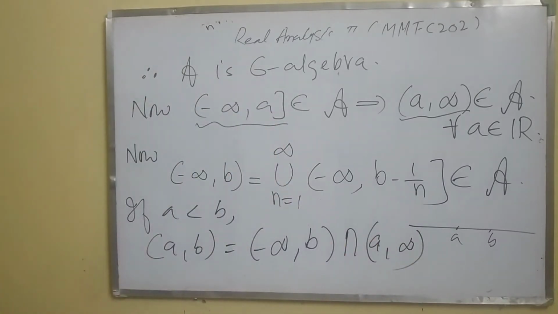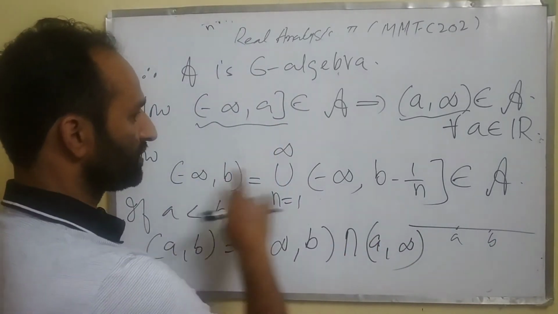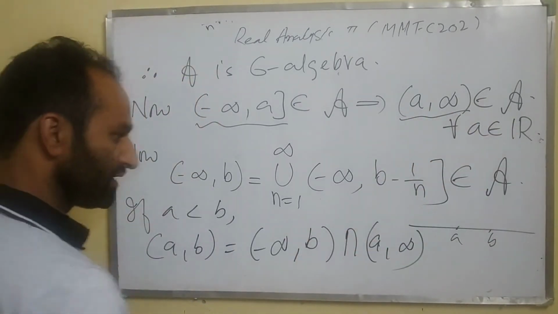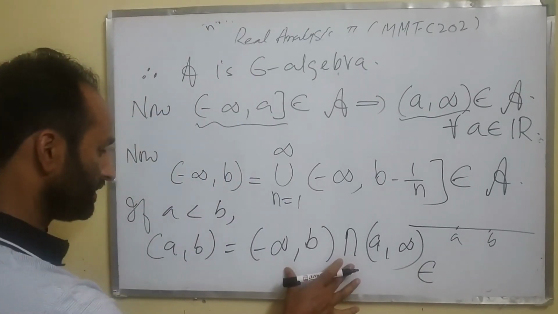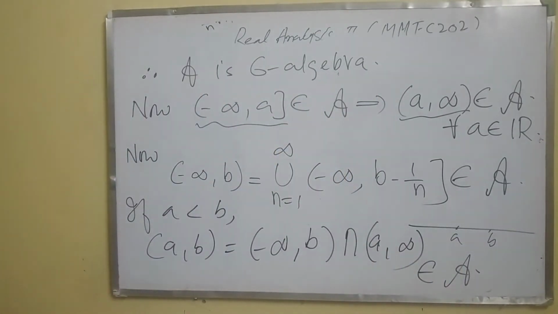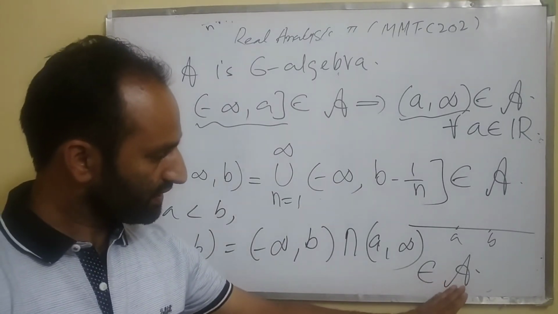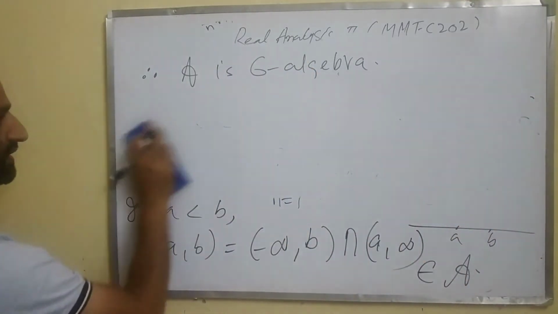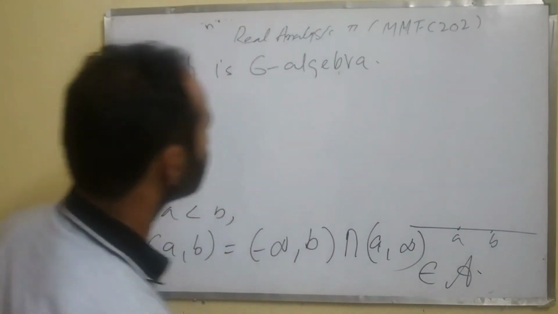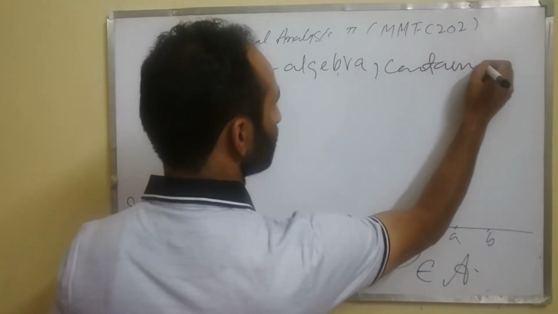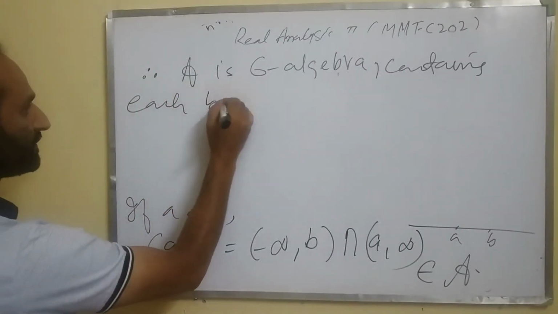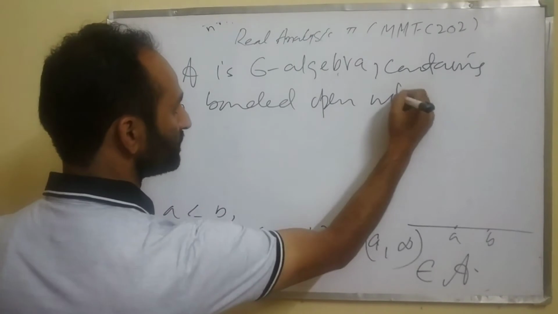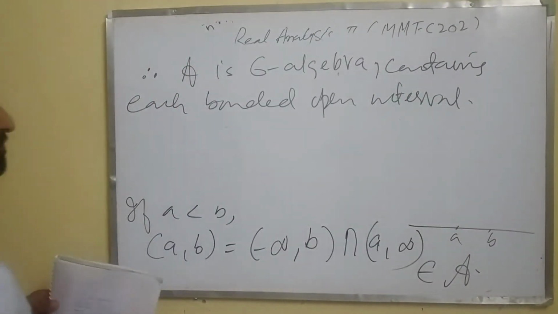You can see the intersection of these two sets, and both sets, minus infinity to b and a to infinity, belong to cursive A, and cursive A is a sigma algebra, so their intersection is also in cursive A. So it belongs to cursive A. Therefore cursive A is a sigma algebra containing every bounded open interval, which implies that in particular it contains every open subset.